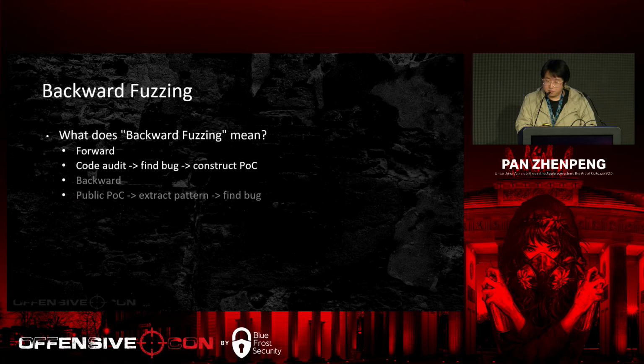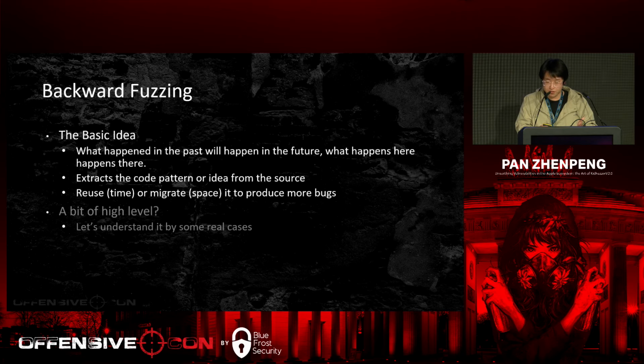So you may be wondering, what does backward fuzzing mean? Usually we use code audit to find bugs. The forward process is: we do the code audit, find a bug, and construct a proof of concept to verify it. Here, I instead take public proofs of concept or binary diffs of bugs, extract the pattern, and then use it to reproduce similar bugs by fuzzer.